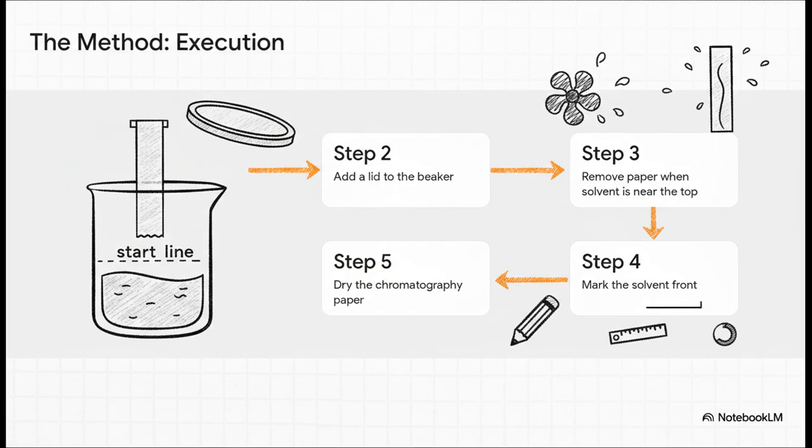Now for the execution. Pay attention here, because these are the details that separate a 3-mark answer from a 6-mark one. You have to state that the pencil start line must be above the solvent level. A really critical and often forgotten step is to put a lid on the beaker. That stops the solvent from just evaporating away. You let it run until the solvent is almost at the top of the paper. Then you take it out and, this is vital, you immediately mark where the solvent got to, again with a pencil. Finally, you just let the paper dry. Every single one of these points is a potential mark, so don't leave any out.